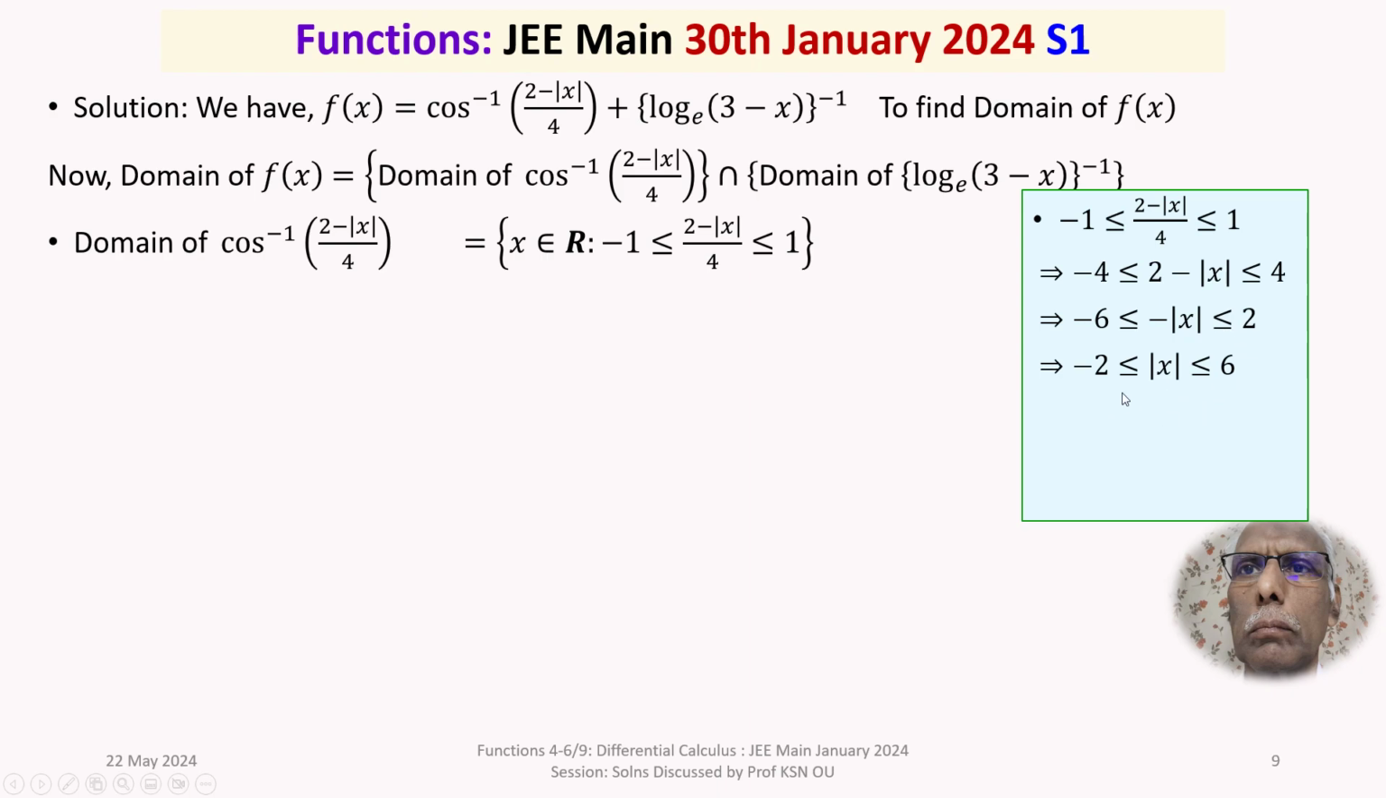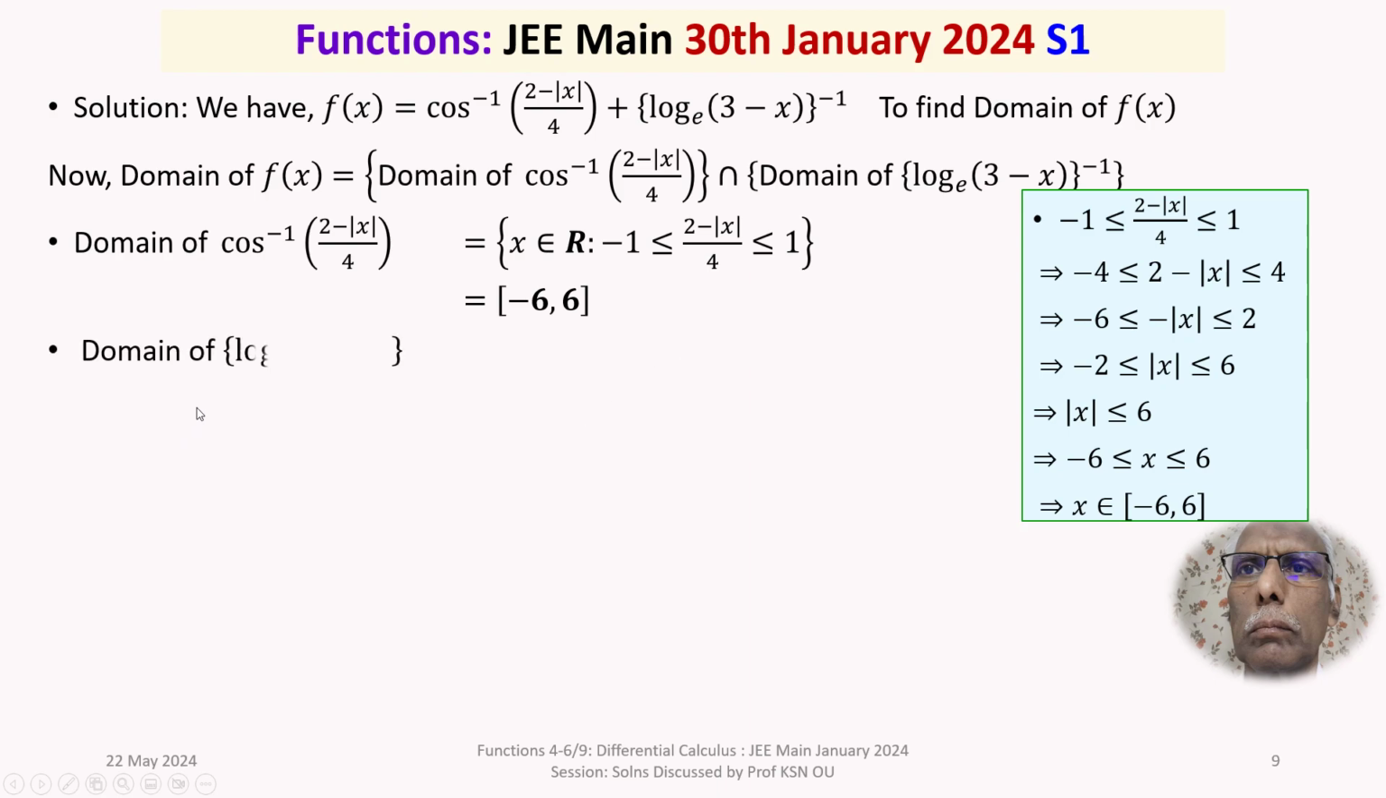So, minus 2 less than or equal to mod x is not possible, because mod x is non-negative. Therefore, it should be mod x less than or equal to 6. That means minus 6 less than or equal to x less than or equal to 6. That means x belongs to the closed interval minus 6 to 6. So let's go back. The domain of this cos inverse function is the closed interval minus 6 to 6.